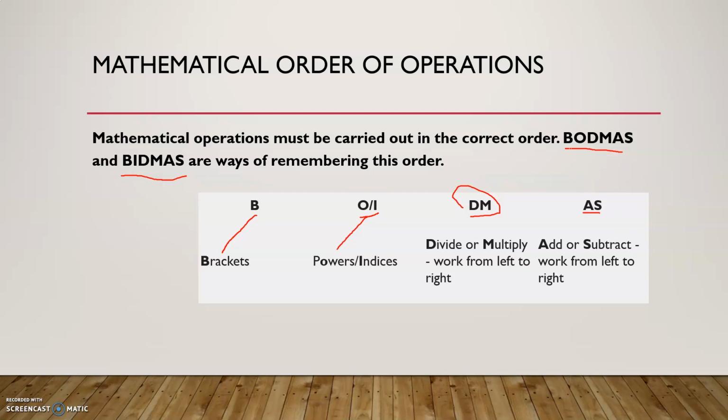So the easiest way to remember is this term, BODMAS or BIDMAS, when you do mathematical operations and you're not too sure what to work out first. So again, B for brackets, O or I for power or indices, DM for divide and multiply, and AS stands for add or subtract.